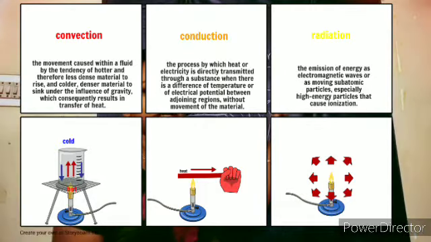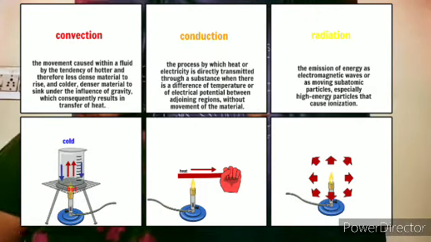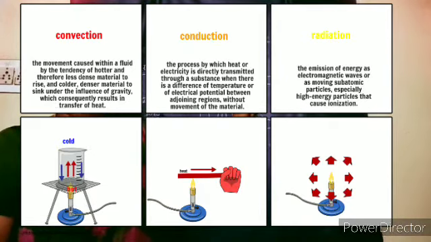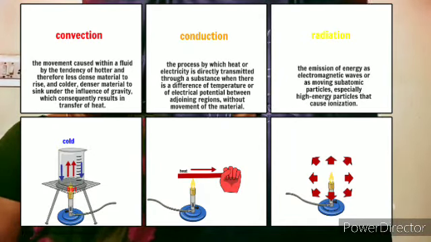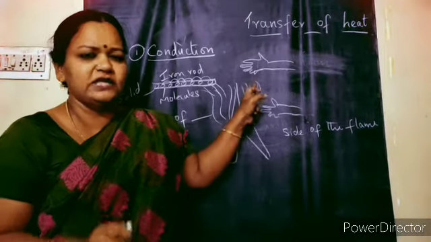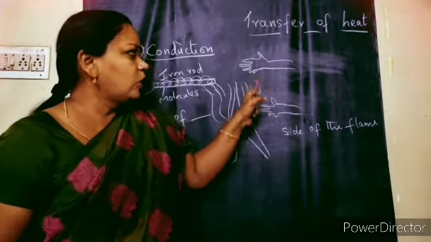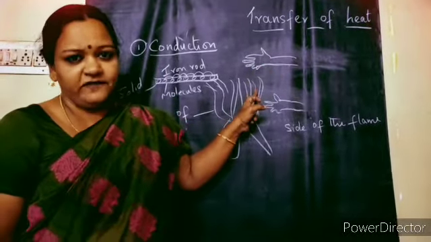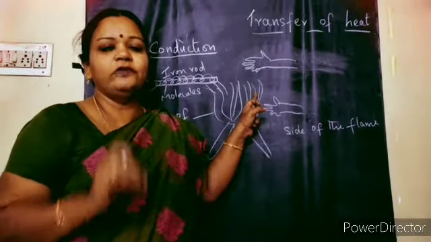Now we'll come to the child who has kept the hand above the flame. You all know that he will be feeling warmth, or not? Yes. How does he receive it? He is not keeping the hand on the flame, because he would get burnt. So there is no contact between the hand and the flame. Even then he is able to feel the warmth.